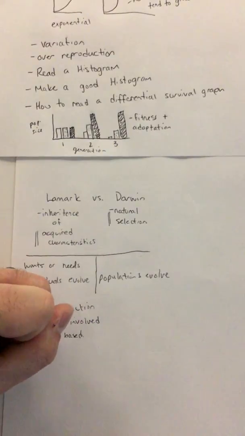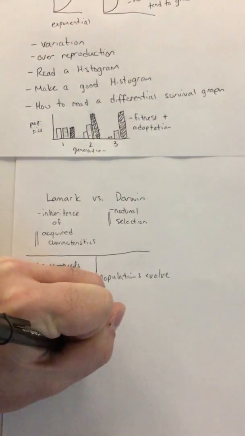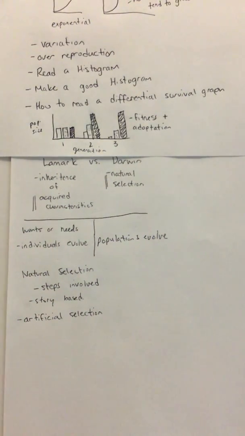You'll need to know artificial selection. In natural selection, the environment chooses the best trait, and in artificial selection, humans choose the best trait.